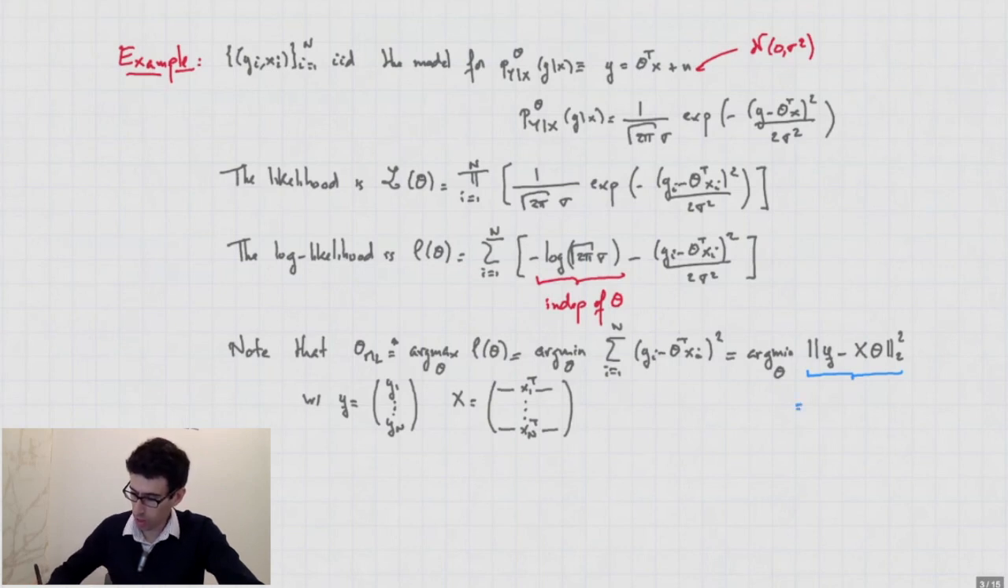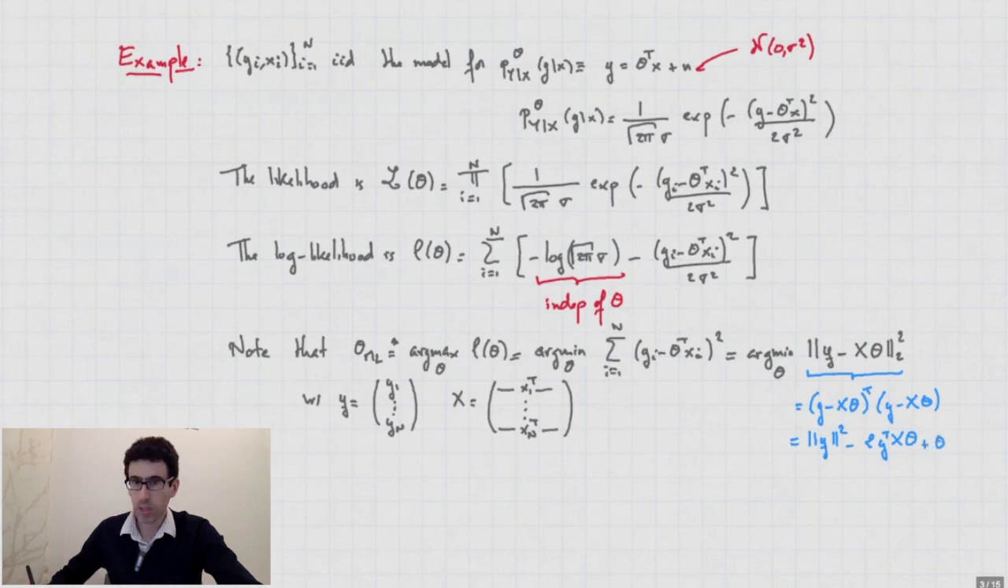I can rewrite that by definition as the following. I can say that it's the vector y minus x theta. It's a vector because y is a vector, x theta is a vector, transpose times y minus x theta. That's another consequence of the definition of the norm 2. And if you expand that further, you're going to get y transpose y, which is the norm of the vector y squared. There's going to be a cross term, minus 2 y transpose x theta, plus the last square, which takes the form theta transpose x transpose x theta.